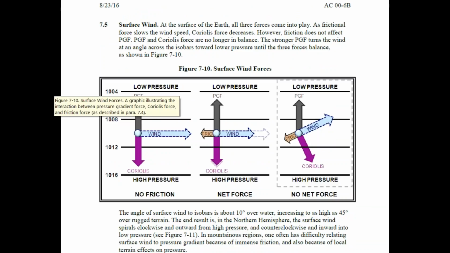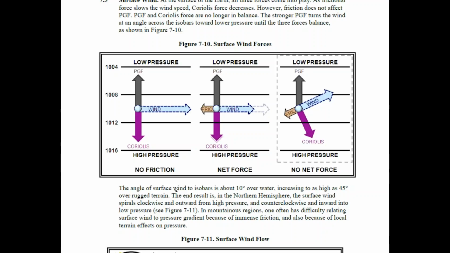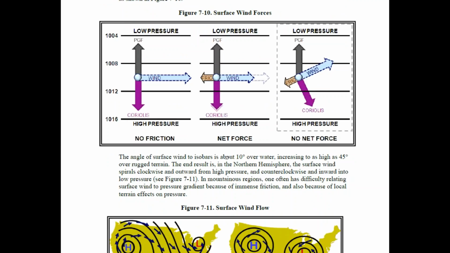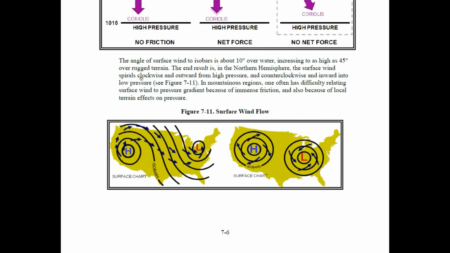When you're looking at upper air, you're talking about the highs and the lows and just the movement that they have mixed with the Coriolis effect. And then when you're talking about surface, you've got to take into account terrain, pressure gradient force changes, and the Coriolis effect still obviously affects it as well, and just the fact that it's lower. So the angle of surface wind to isobars is about 10 degrees over water. That's not anything we care about too much, increasing to as high as 45.